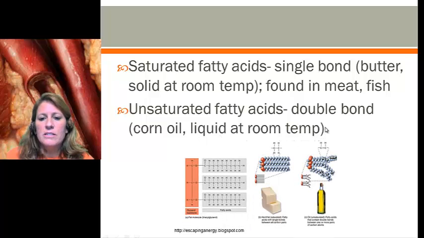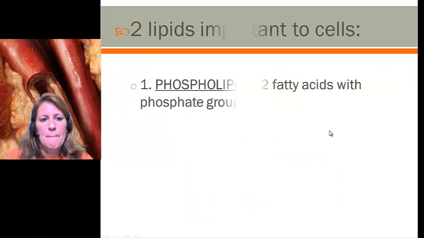Now the bonds dictate, if it's a single bond, it's more rigid. That's why butter is solid. And if it's a double bond, and down here I have the bonds, it's more fluid. There's more space between it, it can move. So just know the difference between saturated and unsaturated.